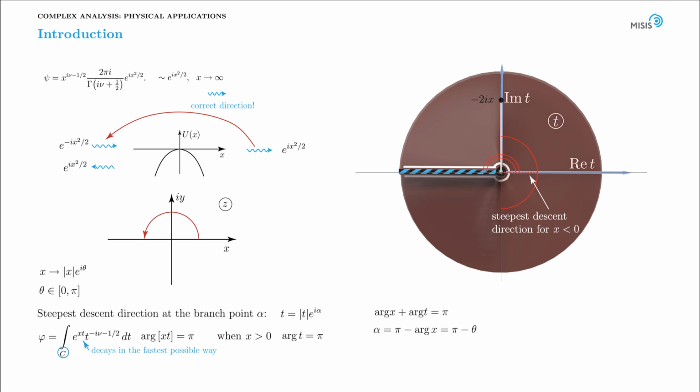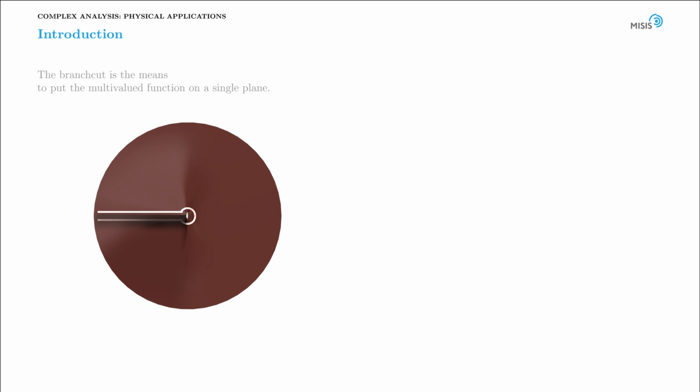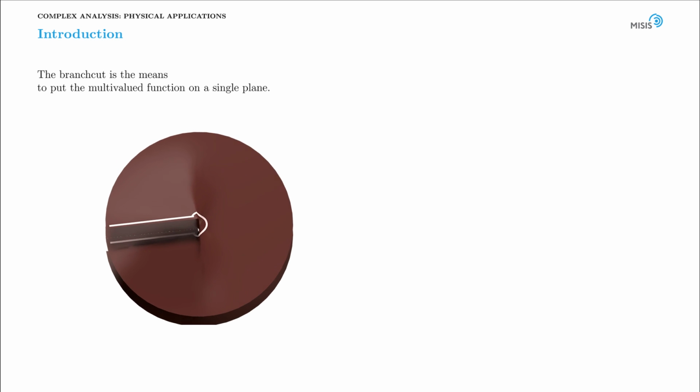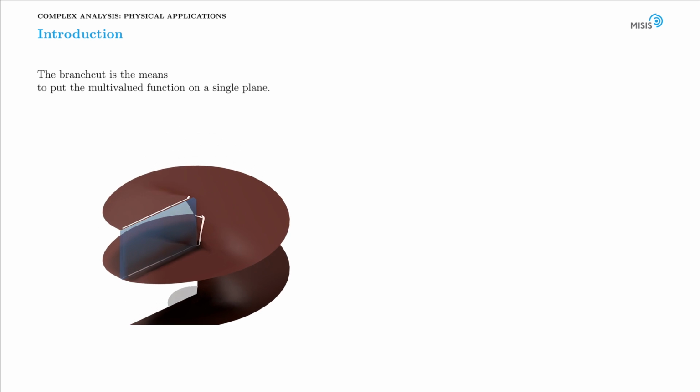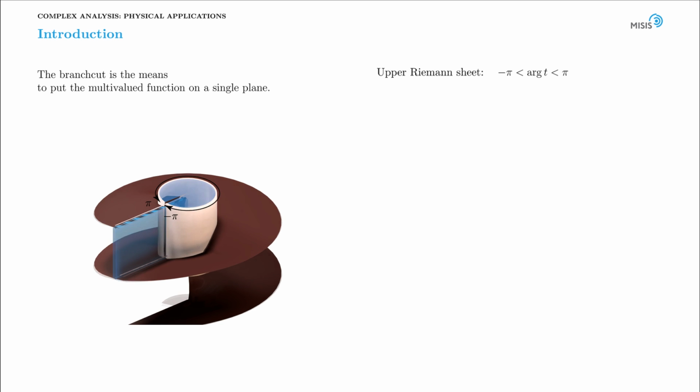And here comes the interesting point. Let us recall that the branch cut is the means to put the multi-valued function on a single plane. What we can do instead is to slip below the branch cut on the other Riemann sheet of the multi-valued function g of t. This Riemann sheet is defined by the new range of the argument of t. The initial Riemann sheet, which we call the upper one, was swept by the argument in the domain from minus pi to pi.